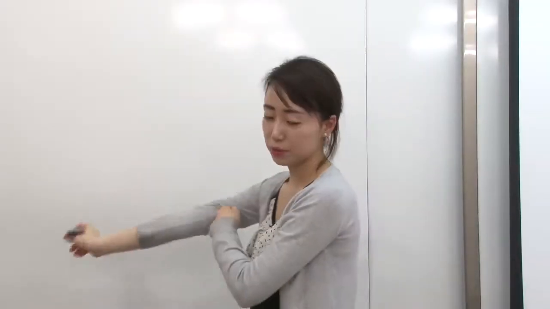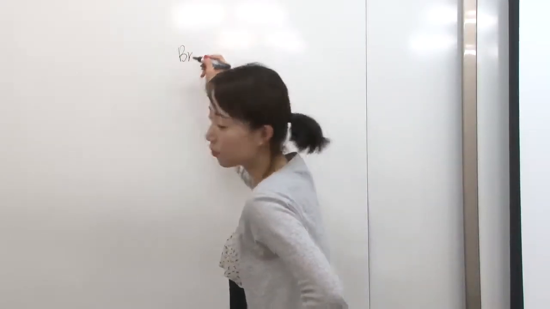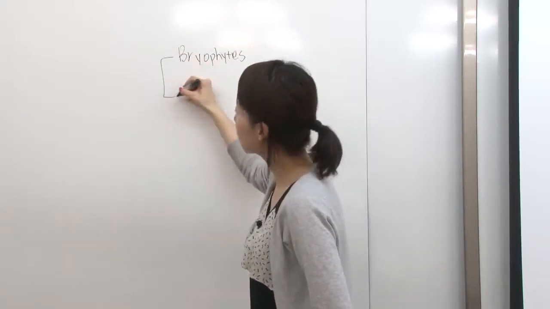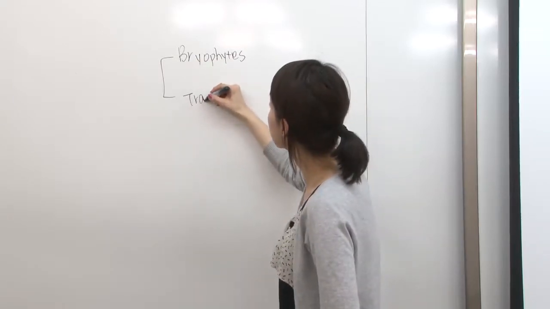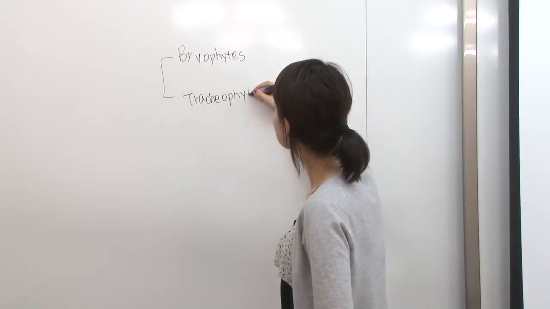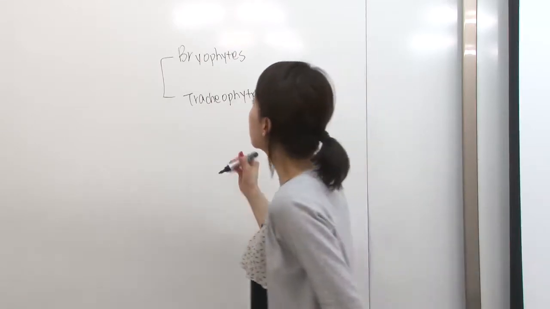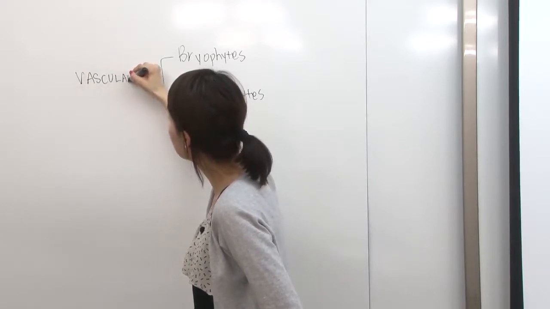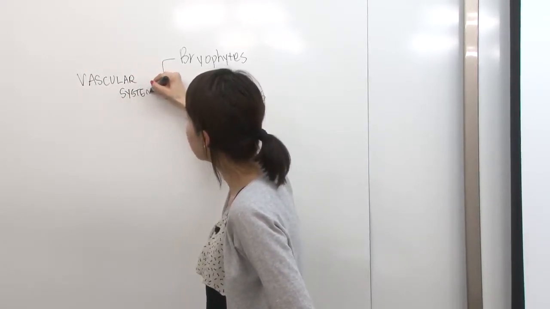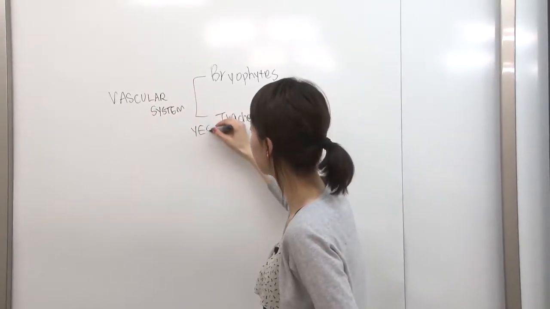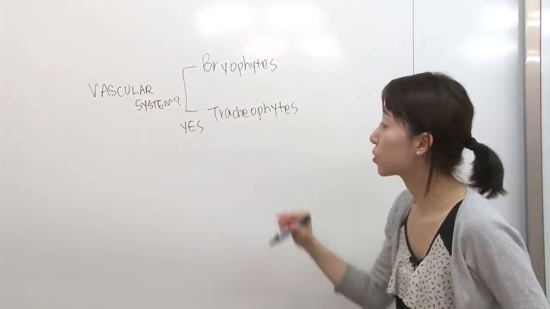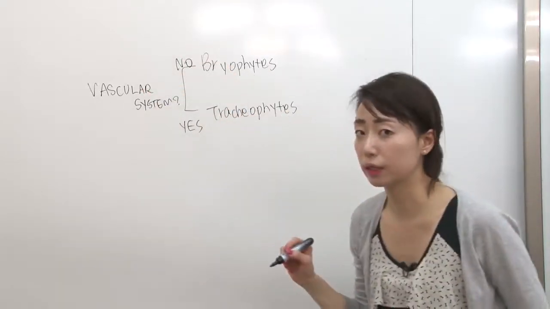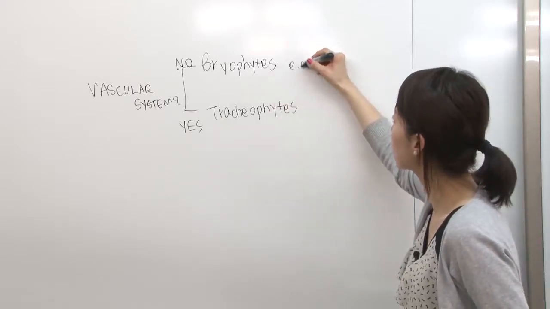So plants are classified into two different groups. First of all is Bryophytes, and the second group is Tracheophytes. This classification is actually due to whether they have a vascular system. If they have a vascular system, if it's a yes, then the answer is Tracheophytes. But if it doesn't have a vascular system, then it's called Bryophytes. An example of Bryophytes is mosses.